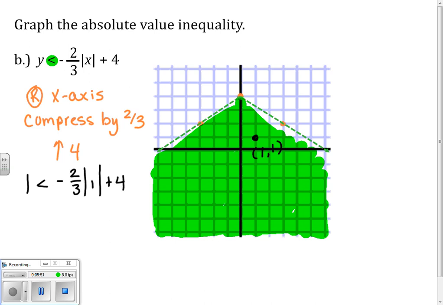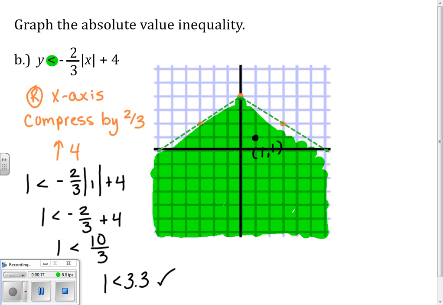I'm going to start on the right-hand side. The absolute value of 1 is 1 times negative 2/3 is negative 2/3. So I'm just recopying each time. Negative 2/3 plus 4 is 10/3. And 10/3 is approximately 3.3. So I get 1 is less than 3.3. And that's a true statement. So I know that I'm good to go.